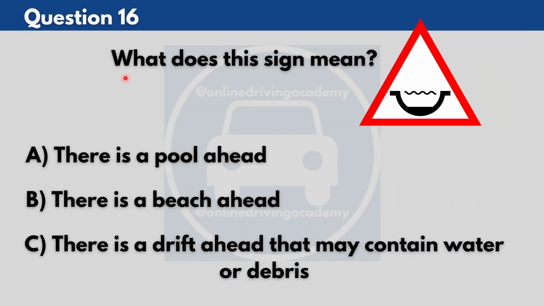Question 16. What does this sign mean? You can see a triangle shape with a red border and sort of a water formation there. So is it option A? There is a pool ahead. Is it option B? There is a beach ahead. Or is it option C? There is a drift ahead that may contain water or debris. Correct answer will be option C.